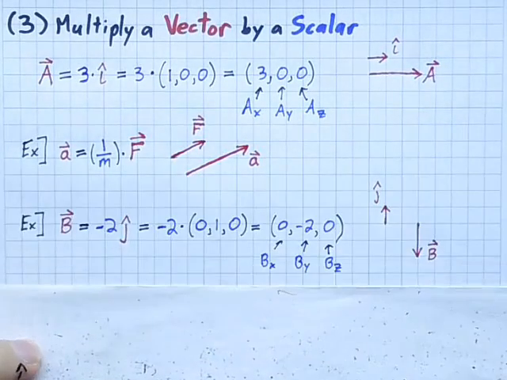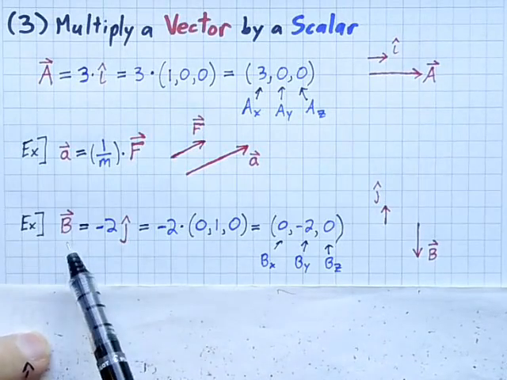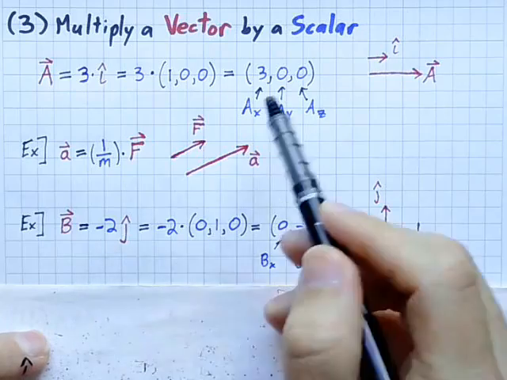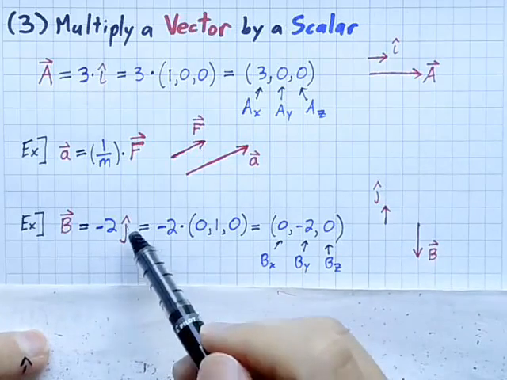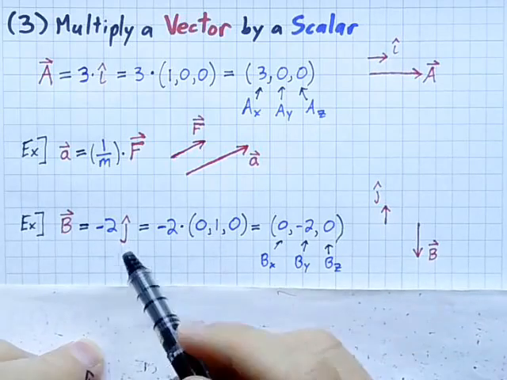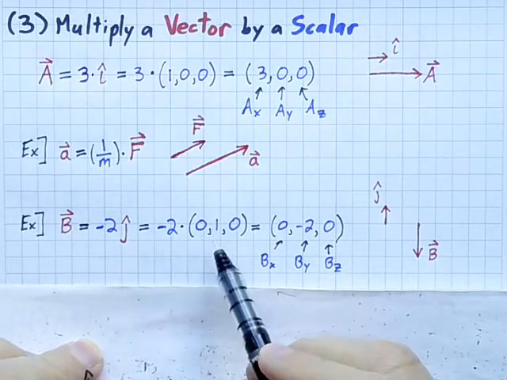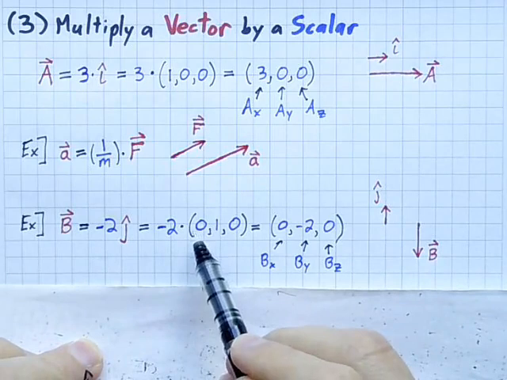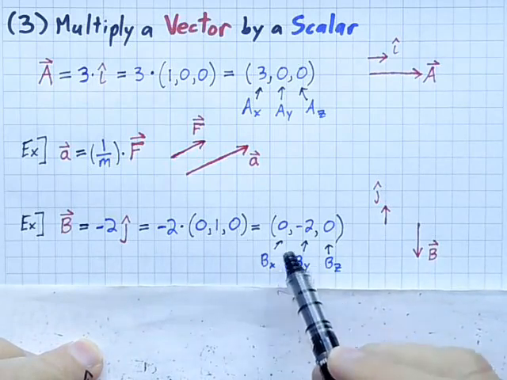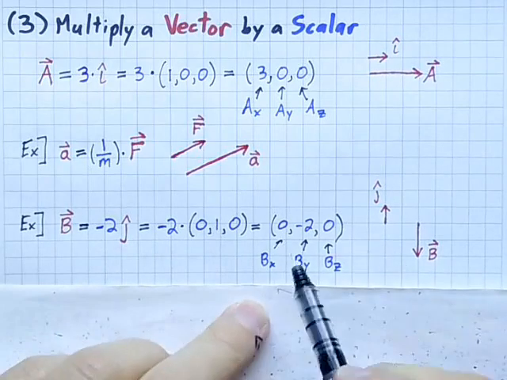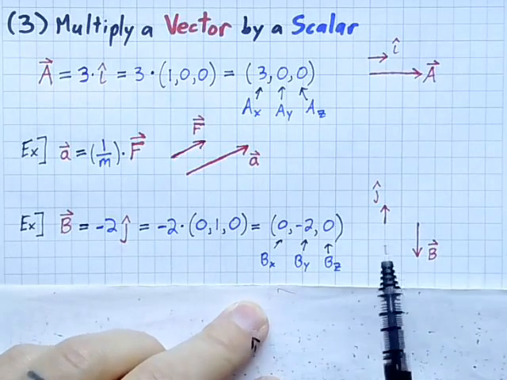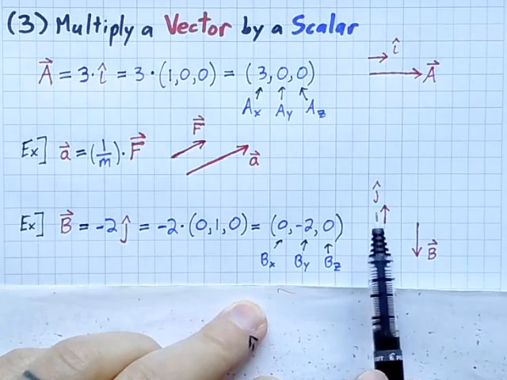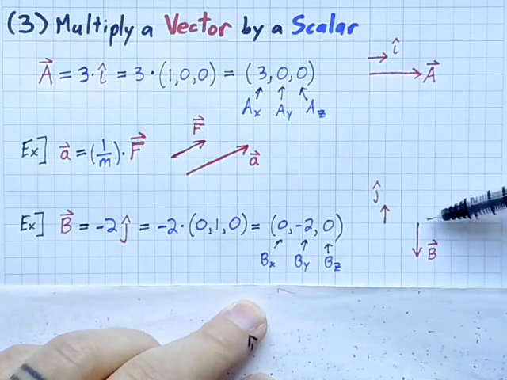Another example, suppose we define a vector B as -2 times j hat. So -2 in blue, everything in blue is a scalar, times the unit vector j hat in red. Okay, so that's -2 times, here's j hat, this collection of 3 numbers, 0, 1, 0. We just take -2 times 0, -2 times 1, -2 times 0 to get these 3 components of B. So there's Bx, By, and Bz. So if this was j hat here, pointing 1 unit in the y direction, then B points like this.